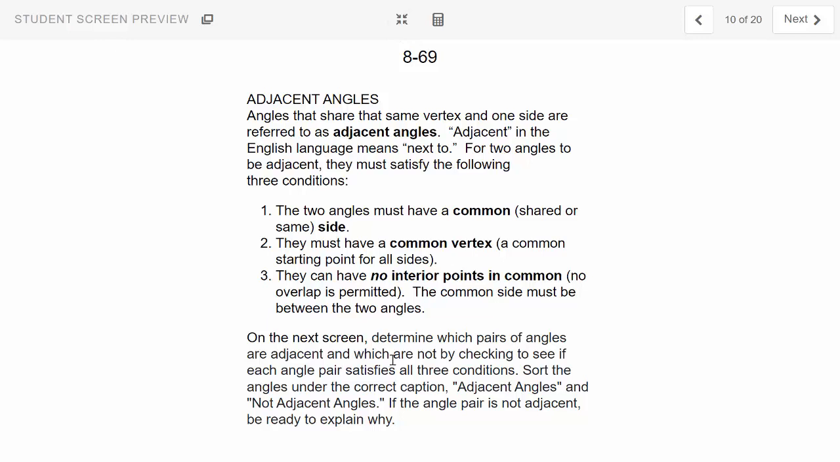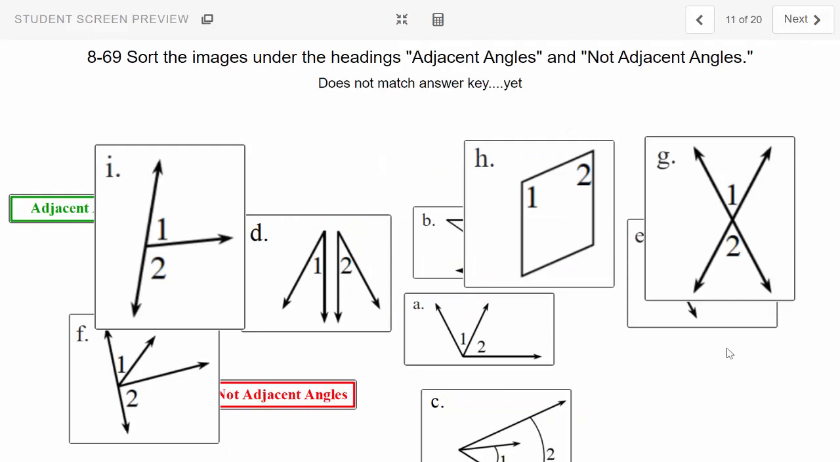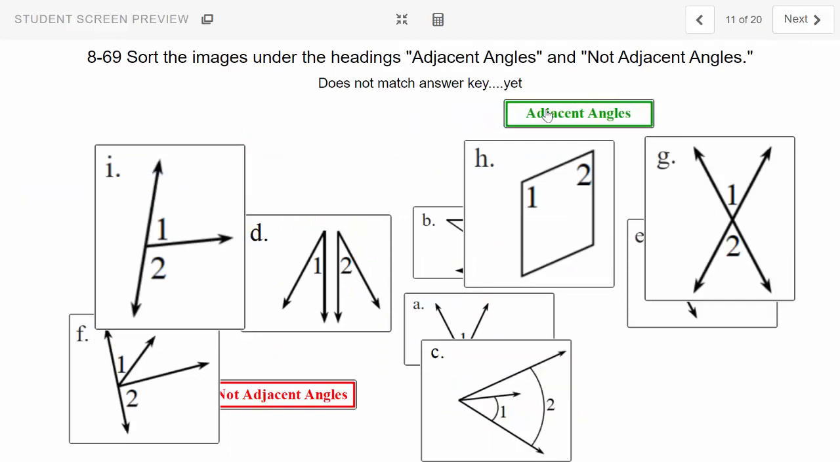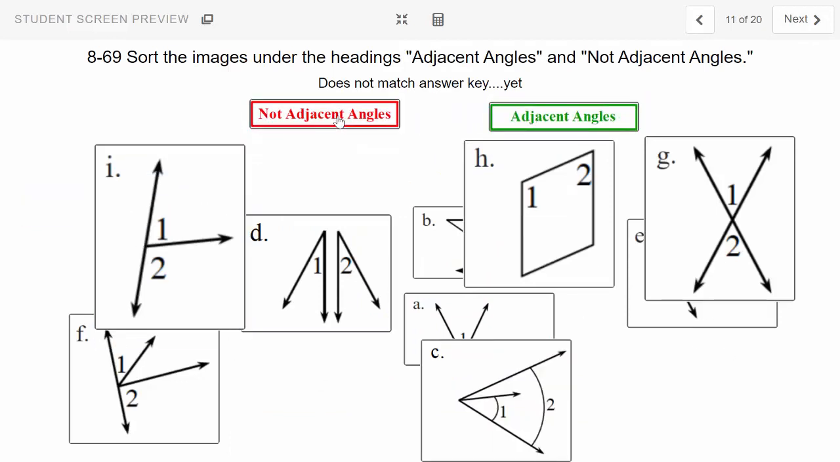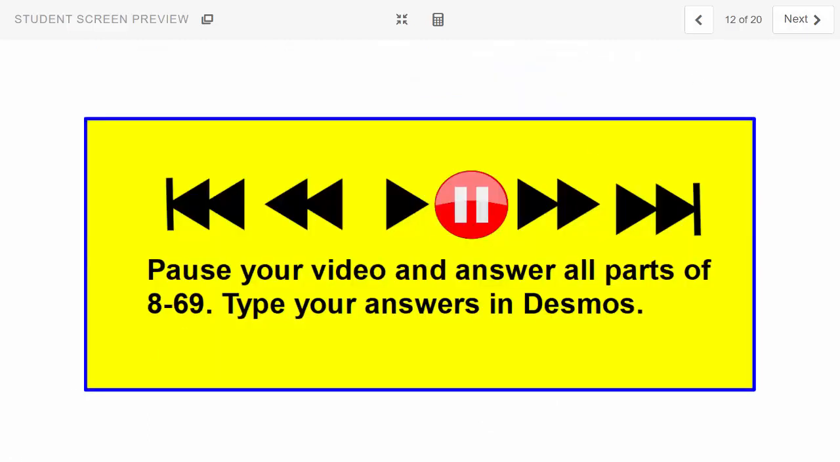But what I'd like you to do on the next screen is to take a look at each of those angles and sort them on the card sort under the appropriate word. So you're going to come over here to page 11, find the word adjacent angles and not adjacent angles, and I would like you to sort these out on your own. Go ahead and pause your video and do the sort.